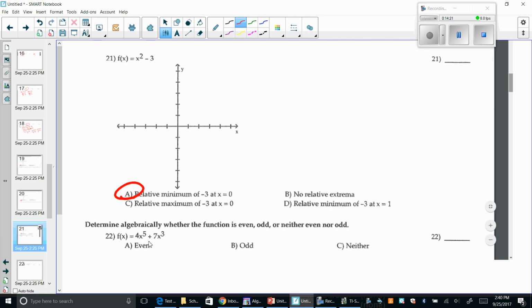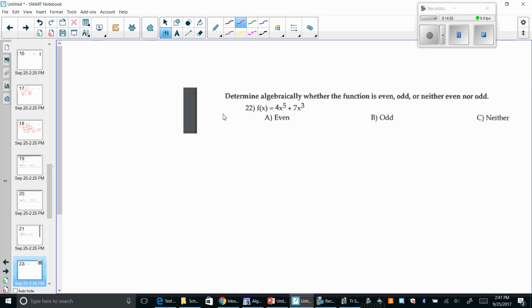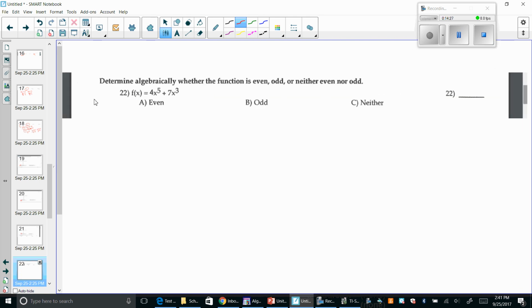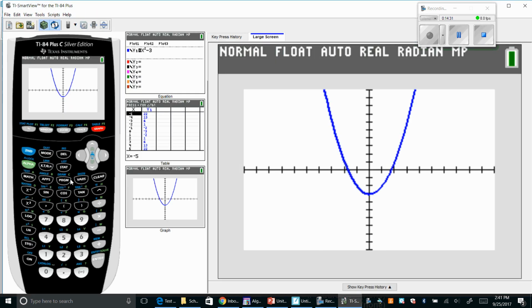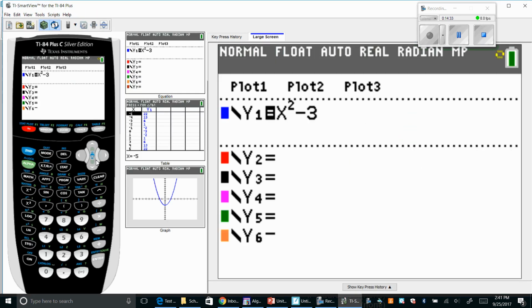All right, number 22. Determine algebraically whether the function is even, odd, or neither. 4x to the 5th plus 7x cubed. We looked at doing this a few different ways. Probably the easiest way is to graph it.